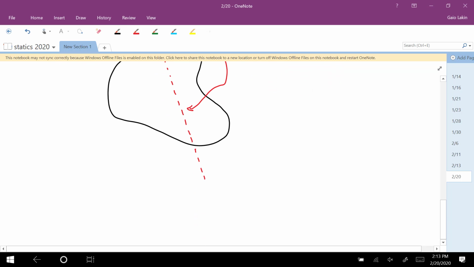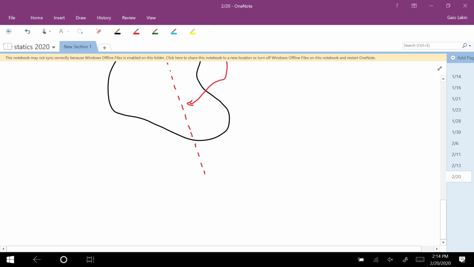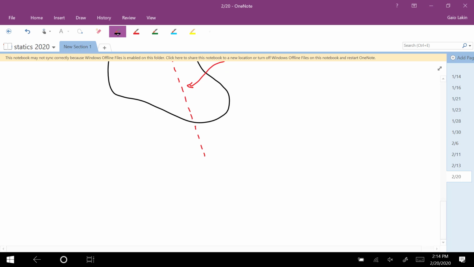Okay, so let me show you how this works. Oh, by the way, I said that this only works with rigid bodies. This doesn't work with deformable bodies.